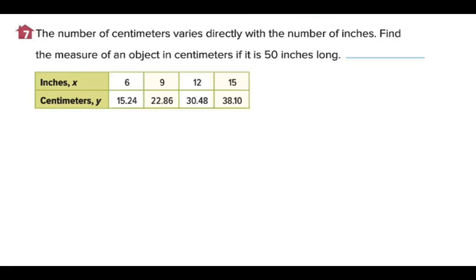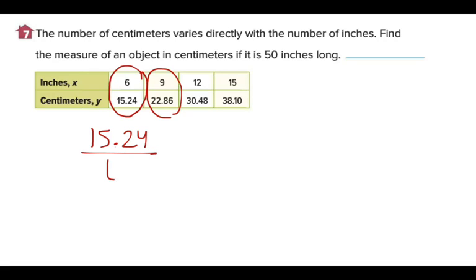Okay, let's look at number 7. The number of centimeters varies directly with the number of inches. Find the measure of an object in centimeters if it's 50 inches long. Okay, so if we take a look here, we have to figure out how did we get from 15.24 to 6? How do we get from 22.86 to 9?